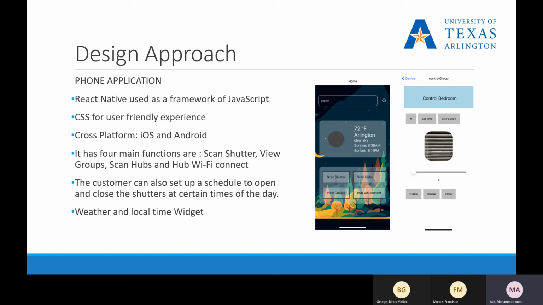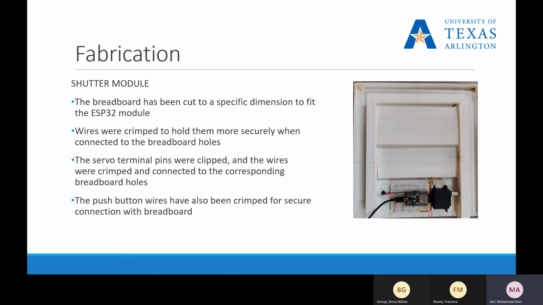The user can slide to a desired angle and set the shutter position. The graphic on the screen shows the present position of the shutter. It also has a scheduler and a local weather and time widget, and a complete demonstration of the working of this app is shown in the upcoming demo video.